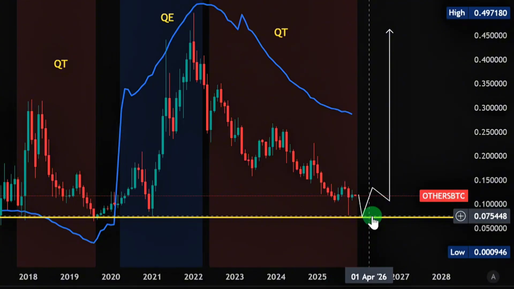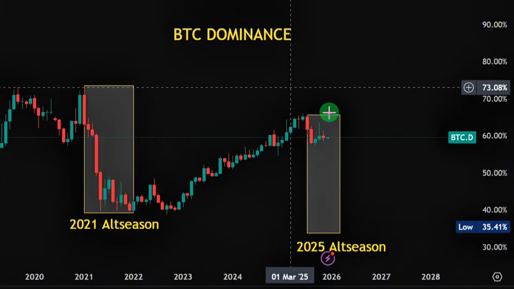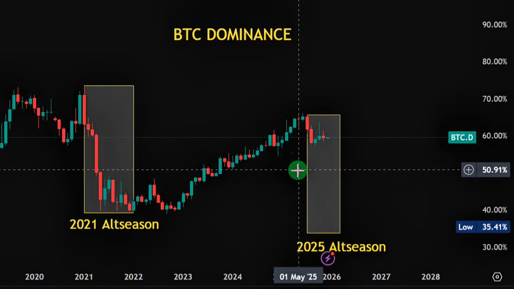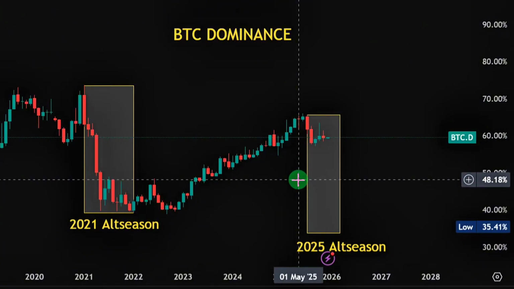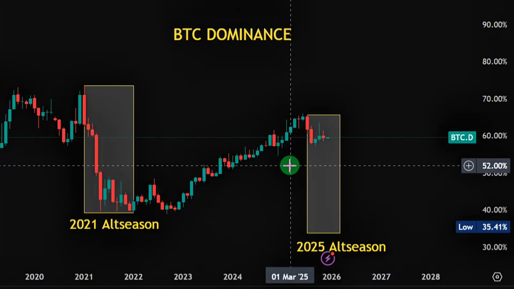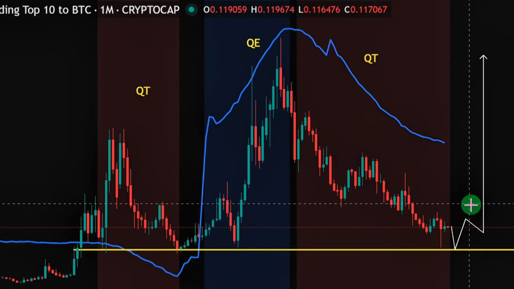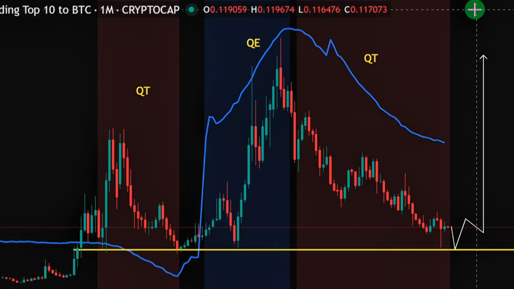And the moment we get a bounce reversal to the upside, then we should expect the BTC dominance to start having a pullback to around the 40 zone. And the moment we get to the 40 zone, it will signal a bullish momentum in the overall crypto market, the beginning of the full altcoin season, guys. Then we should expect a massive explosion for the altcoins chart to the upside.